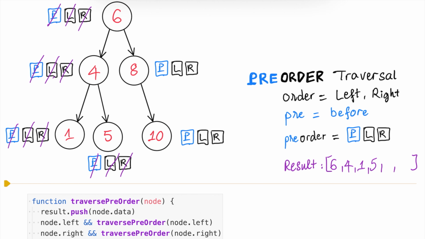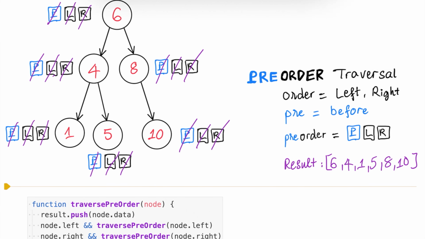Now we're gonna do the right traversal of 6. We go right and we see 8. So we're gonna put 8 into the result array. We traverse left. We traverse right. We see 10. We put 10 into the result array. There's no traversal for the left and right of 10. So we finish 10, and then we finish our tree. The traversal order is gonna look like this: 6 to 4 to 1, 5, 8, and 10.